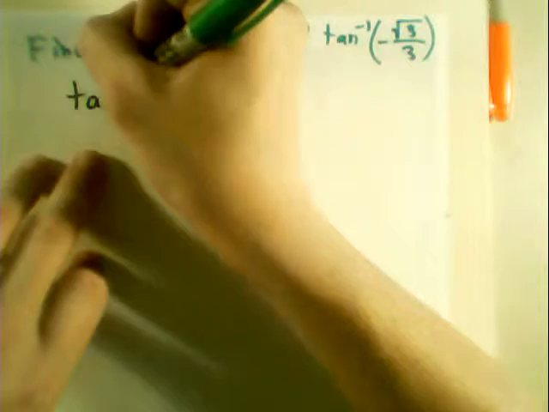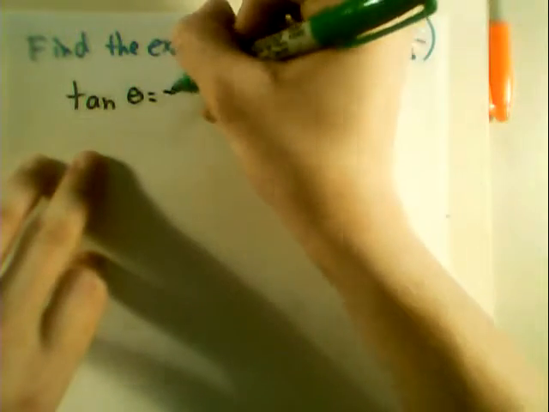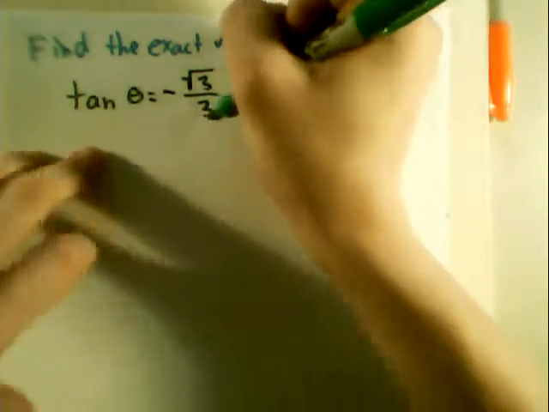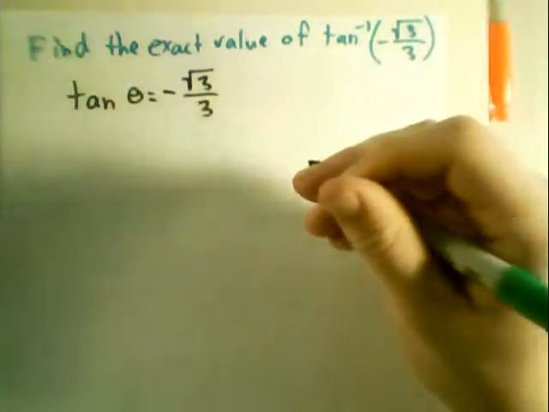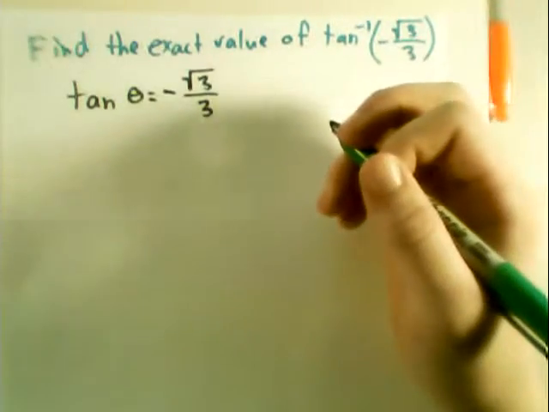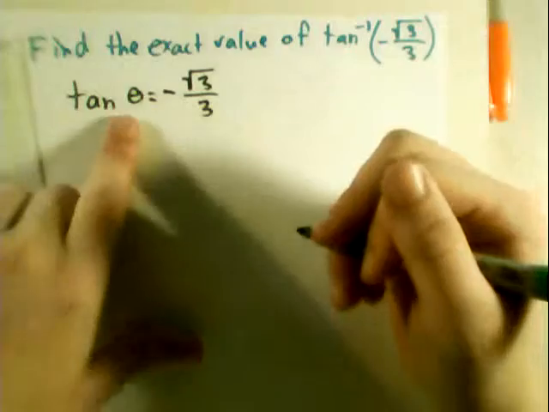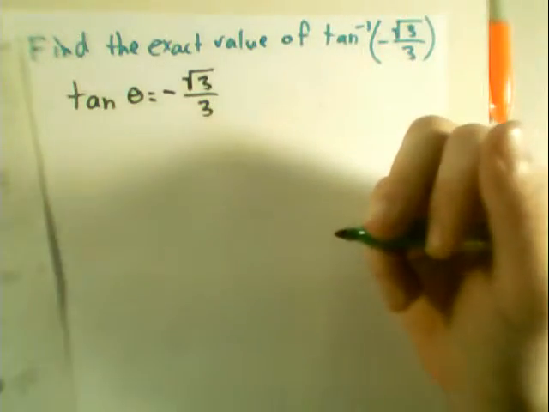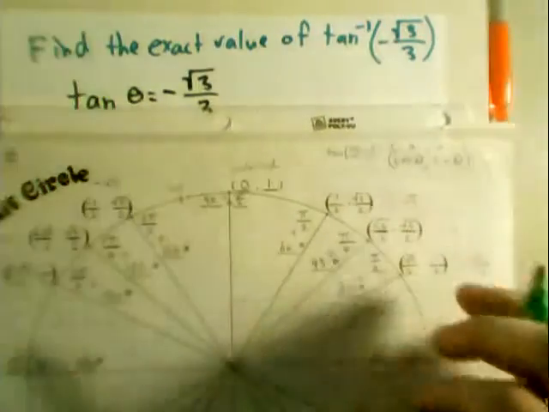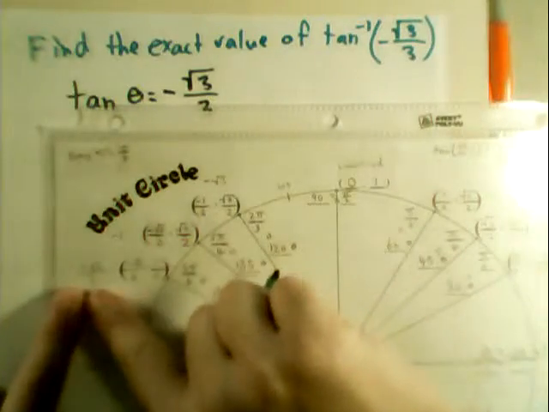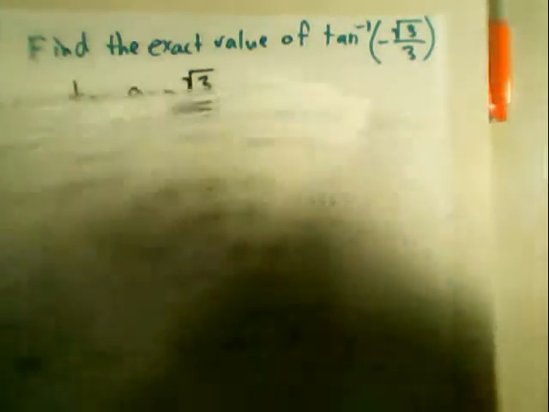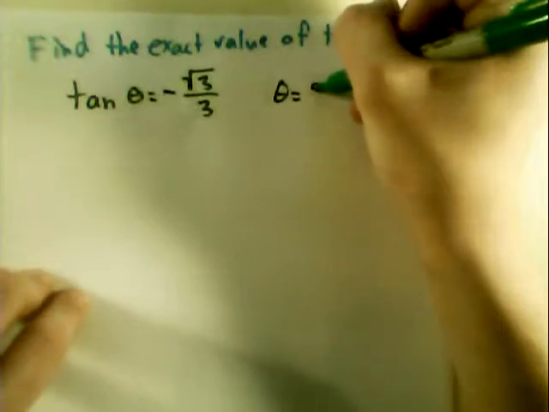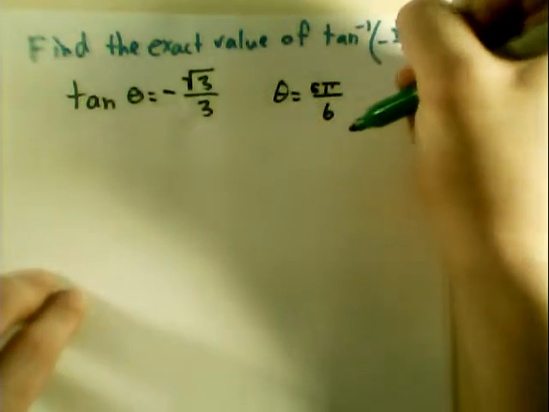So let me write this out. Okay, so where does tangent inverse equal that? Well, let's look on our chart. It equals it over here at 5 pi over 6. So theta equals 5 pi over 6.